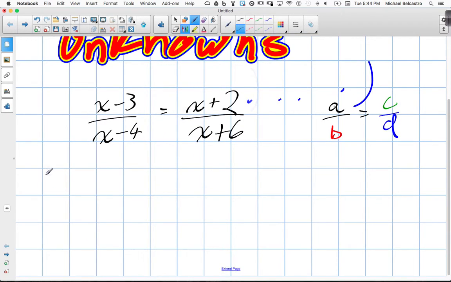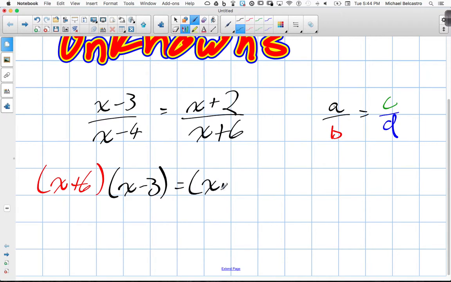So when I cross multiply, I move the x plus 6 over to the left side, and we have x minus 3 is still equal to the x plus 2, and in that same move we're going to move x minus 4 over here, so it's all multiplying. And this is that distributive property you would have learned a couple of years back, right? We do the first terms first, inside, outside, last. That's for FOIL or rainbow method, whatever it is.